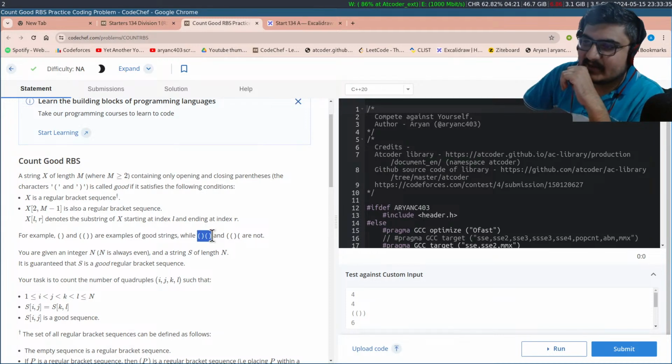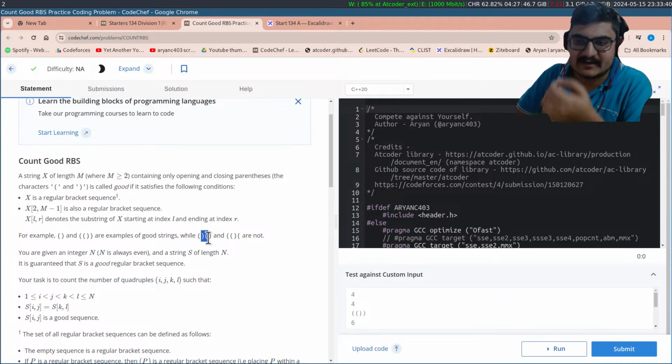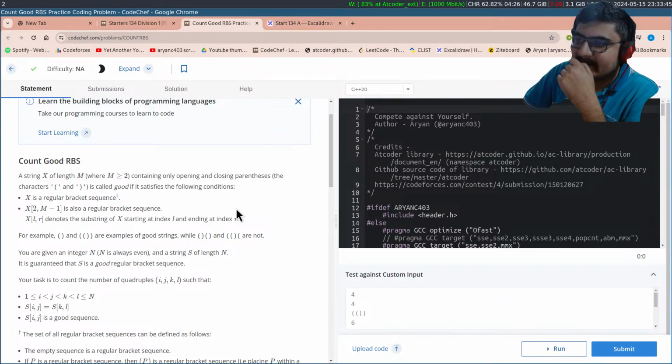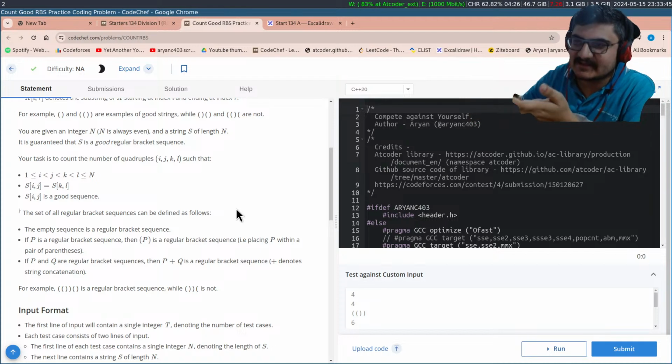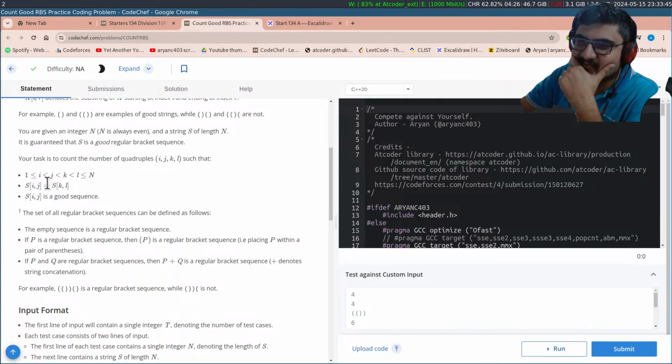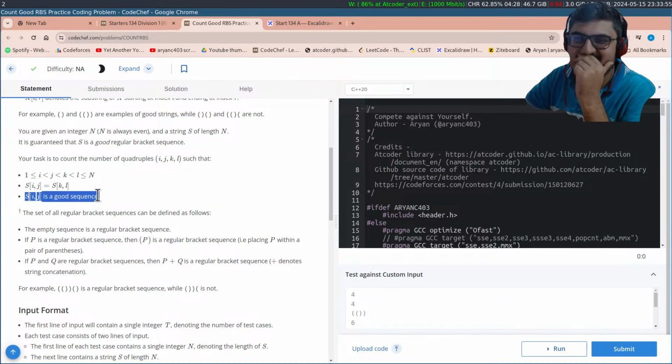But this is not a good sequence, because if you remove the first element and the last element, whatever remains is not a regular bracket sequence here. A lot of definitions are there, and it asks us to count the number of sequences where i is less than j and k is less than l, such that both the substrings are equal and i to j is a good sequence.